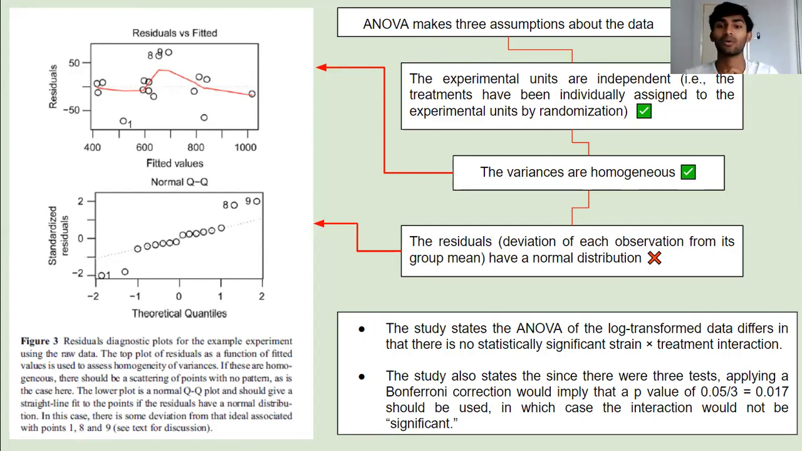The study also states that the ANOVA of the log transformed data differs in that there is no statistically significant strain by treatment interaction. The study also states that since there were 3 tests, applying a Bonferroni correction would imply that a p-value of 0.05 divided by 3, which is 0.017, should be used, in which case the interaction would not be significant. Why? Because earlier the strain times treatment p-value was 0.028. This is more than 0.017, which means it's not statistically significant.